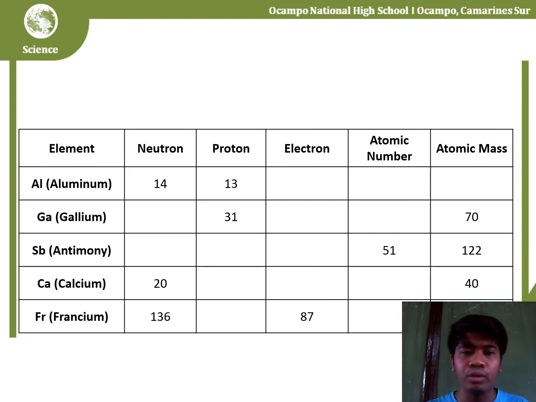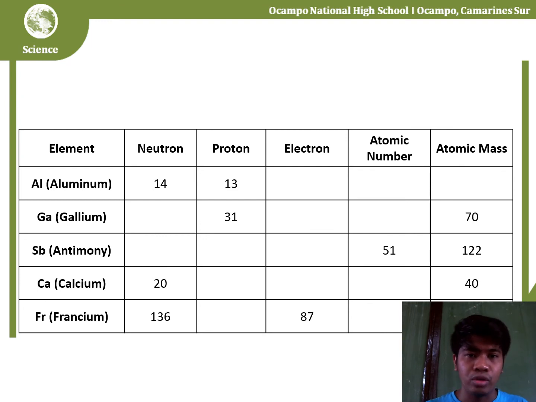Now, let's proceed to calcium. Now, ano yung mga given sa atin? The given are the number of neutron and the atomic mass. So, ang hahanapin natin is the number of proton, electron, and the atomic number. And we all know na kapag nakuha lang natin yung isa, alam na natin yung number ng dalawa. Pag nakuha natin yung number of proton, alam na natin yung number of electron and the atomic number. Bakit? Kasi they are just equal.